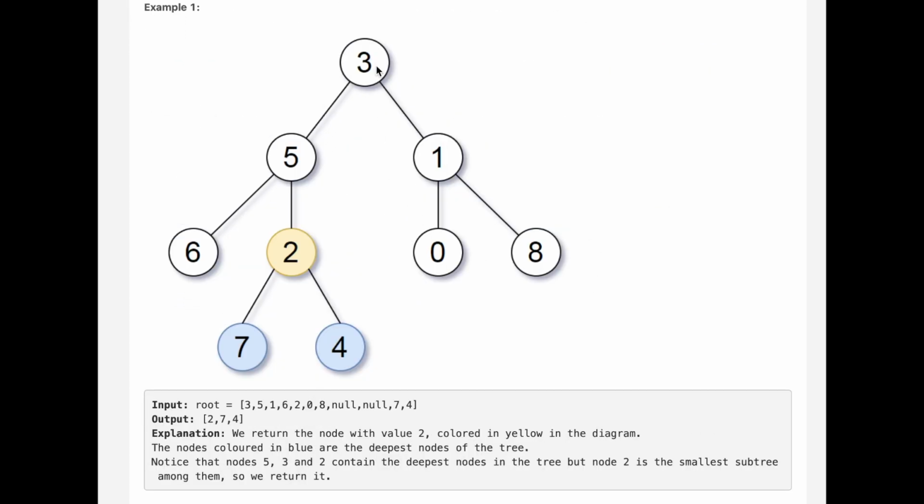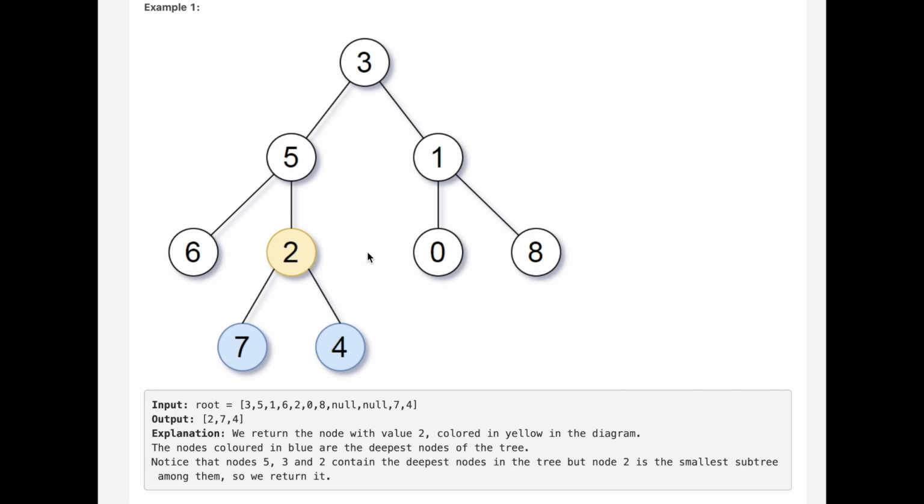So the depth of each of these nodes depends on the distance between that node and the root node. The root node has a depth of 0, 5 and 1 would each have a depth of 1, 6, 2, 0, and 8 have depths of 2, and 7 and 4 have depths of 3. So 7 and 4 are the deepest nodes, and the common ancestor of these two nodes is 2. So 2 is the node that we want to return.